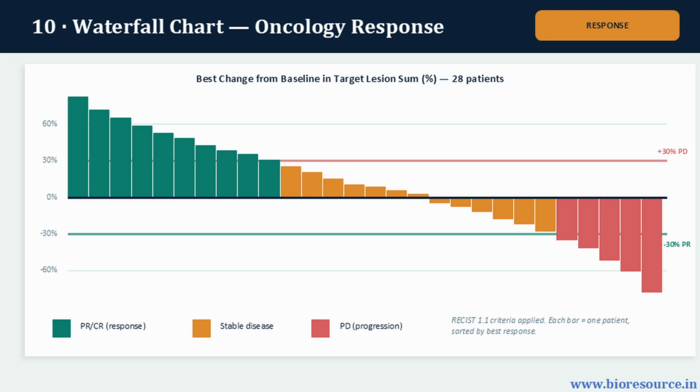This is more informative than simply reporting an overall response rate because it shows the full patient level pattern. When using the waterfall charts, clearly state the response criteria such as RECIST 1.1 and label threshold for partial response and progressive disease. This chart is powerful because every patient remains visible.